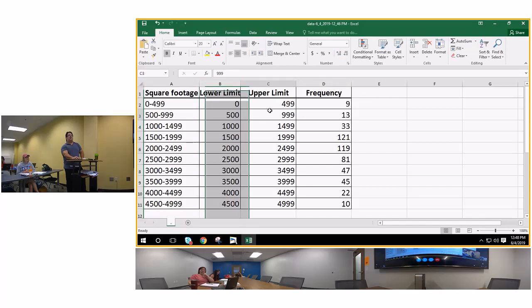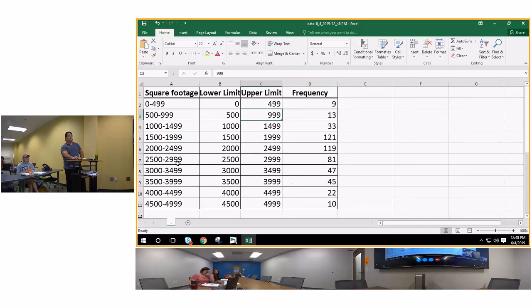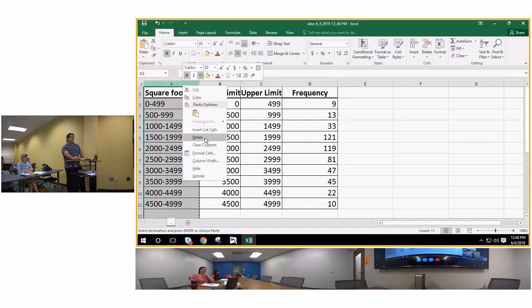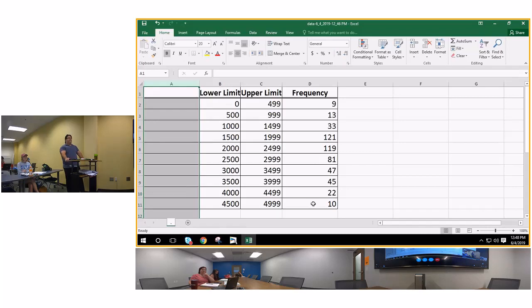Because in Excel, you can't do calculations with a class. Why? Because you can't. How do you add 0 to 499? How do you multiply 500 to 999? You can't do anything with a class. So you might as well just give up. You could just skip the question if you wanted to. You can delete that first column, because mathematically it's no use. There's no use in that first one because you can't take 0 to 499 and mathematically calculate it.